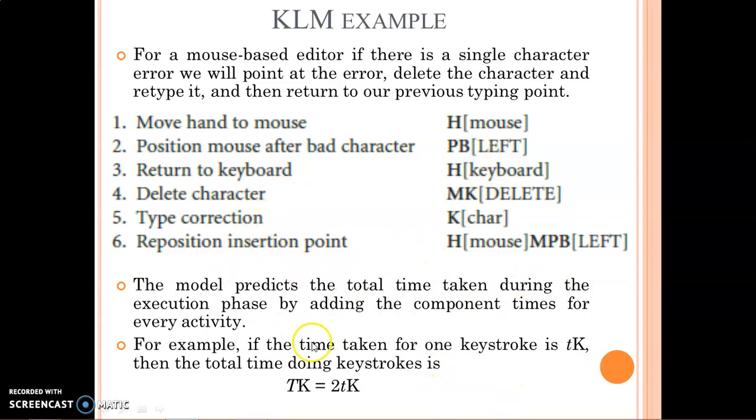So there are different operators here. In this example, moving a hand to the mouse is termed H. Positioning the mouse after the character which was left would be P. Returning to the keyboard would be H. Deleting a character would be moving to the character and then deleting it, and so on. The model predicts the total time taken during the execution phase by adding the component times for every activity. For example, if the time taken for one keystroke is tk, then the total time doing keystrokes is 2tk.